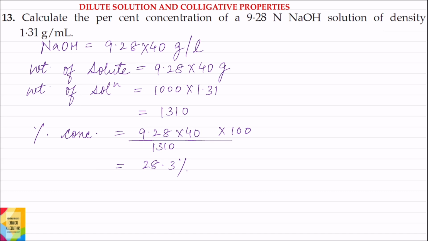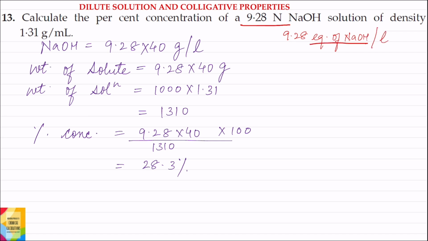Question 13. Calculate the percent concentration of a 9.28 N NaOH solution of density 1.31 gram per milliliter. Normality of NaOH given है 9.28 N. Now what is the meaning of 9.28 N? 9.28 N को हम ऐसे भी लिख सकते हैं 9.28 equivalents of NaOH per liter of solution.